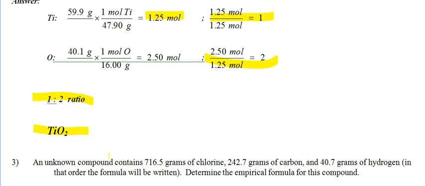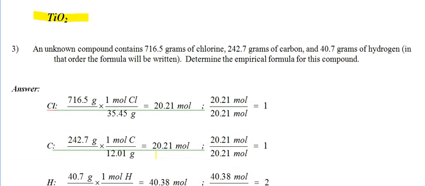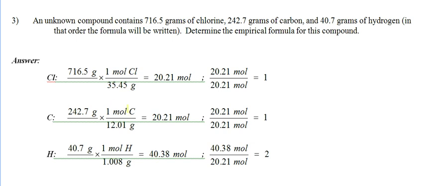All right, number 3. An unknown compound contains 716.5 grams of chlorine, 242.7 grams of carbon, 40.7 grams of hydrogen. In that order, again, as I said in the lecture video, make sure that you're writing these elements in the order that they're listed. I want you to determine the empirical formula for this compound. So you're given grams here, so convert those grams directly into moles. So we'll do that for the 3 elements that are given here.